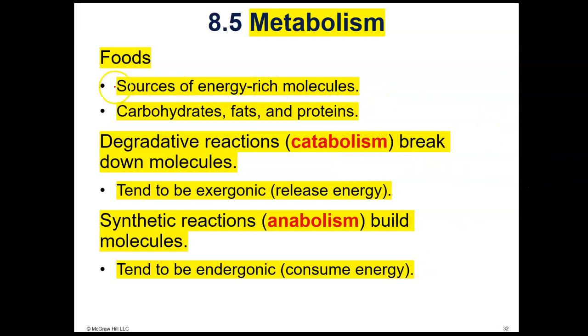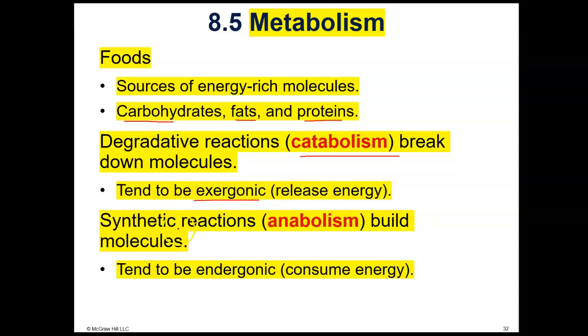So, foods that we eat are sources of energy-rich molecules, and the food groups are going to be carbohydrates, fats, and proteins. And when these foods break down, we call that catabolism. And catabolism reactions tend to be exergonic. They tend to release energy and produce ATP.